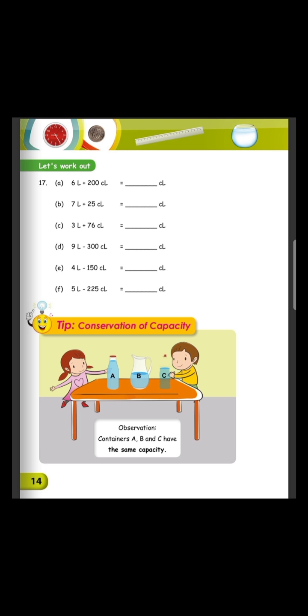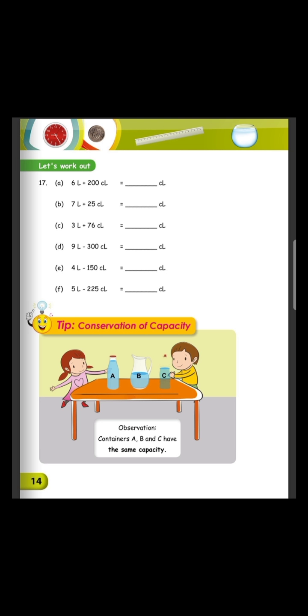Now we have part C. In part C we have 3 liters plus 76 centiliters. So 3 liters. We have to convert the liters to centiliters. 3 liters is equal to how many centiliters? Yes, 300 centiliters. So we should add 300 centiliters plus the 76 centiliters in order to obtain the right answer.